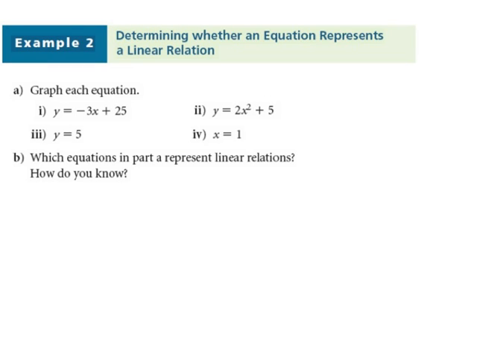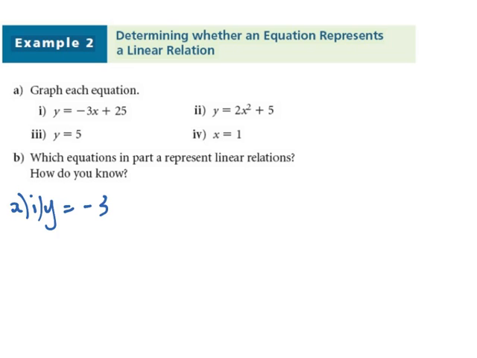In this case, we're going to determine whether an equation represents a linear relation. This time, instead of having a table of values and a graph, we just have an equation. We need to graph these equations to see if there is a linear relation. So how do we graph these? How do we graph the first equation?